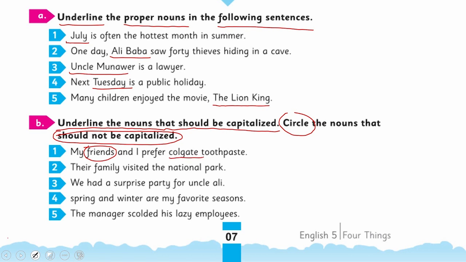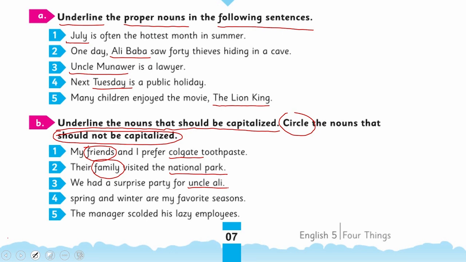In the second statement, their family visited the national park. Here, family is what? A common noun, and national park is a proper noun and should be capitalized. We had a surprise party for Uncle Ali. Here, Uncle Ali is a proper noun, so it should be capitalized.